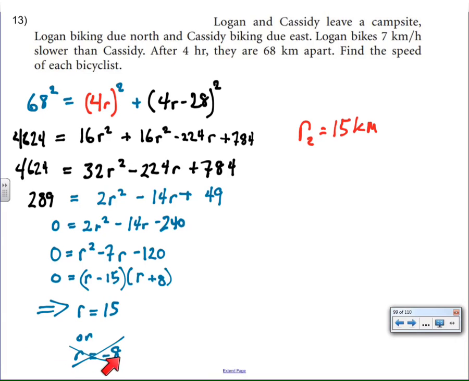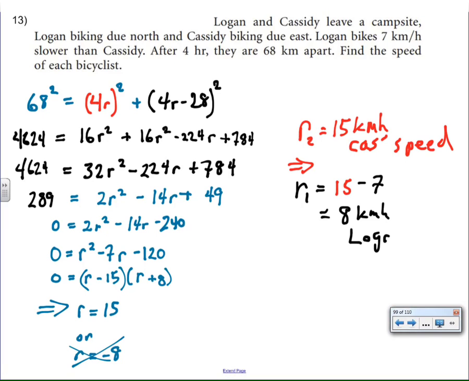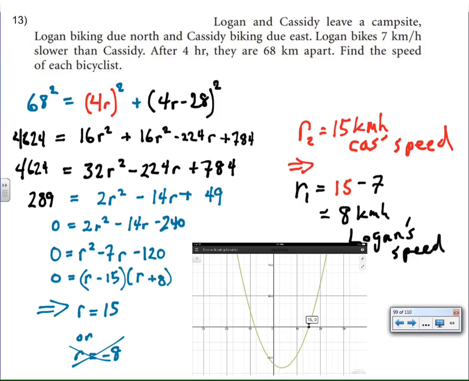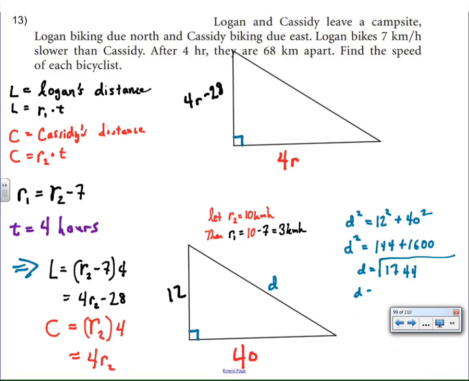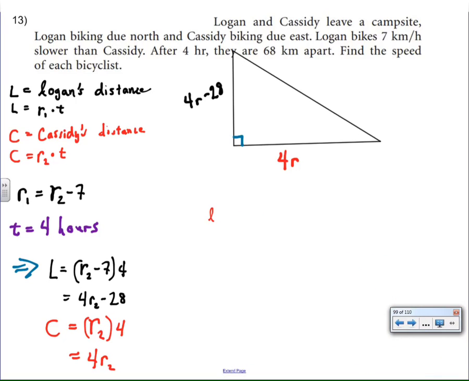I get -8, which is not a viable speed for a bike, and 15, which is faster than 10 kilometers per hour, so I'm pretty sure I'm on the right track. If Cassidy is going 15 kilometers per hour, then Logan is going 8 kilometers per hour, and that is confirmed. At least the solution to my equation is confirmed using technology. The only other thing that I would do is go back to here, and where it says let R2 equal 10 kilometers per hour, I would change that to 15.